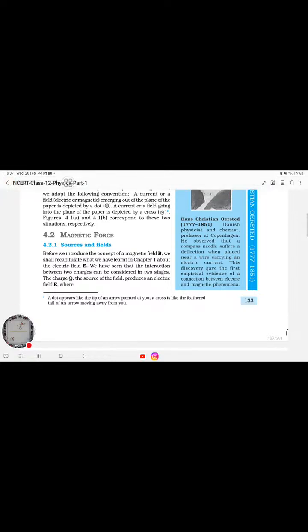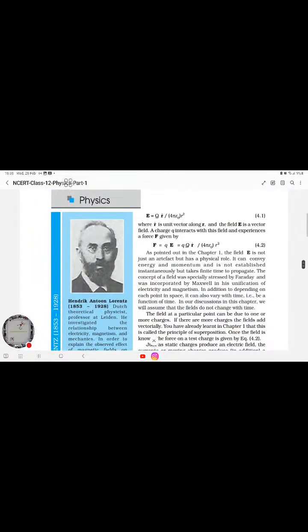Before we introduce the concept of magnetic field, we shall recapitulate what we have learned in chapter 1 about the electric field. We have seen that the interaction between two charges can be considered in two stages. The charge Q, the source of the field, produces an electric field E, where E is equal to Q by 4 pi epsilon times r square, the whole times r cap, where r cap is a unit vector along the r, and the field is a vector, okay, it's a vector field. A charge q interacts with this field and experiences a force given by the charge multiplied by the field value, which is Qq by r square.